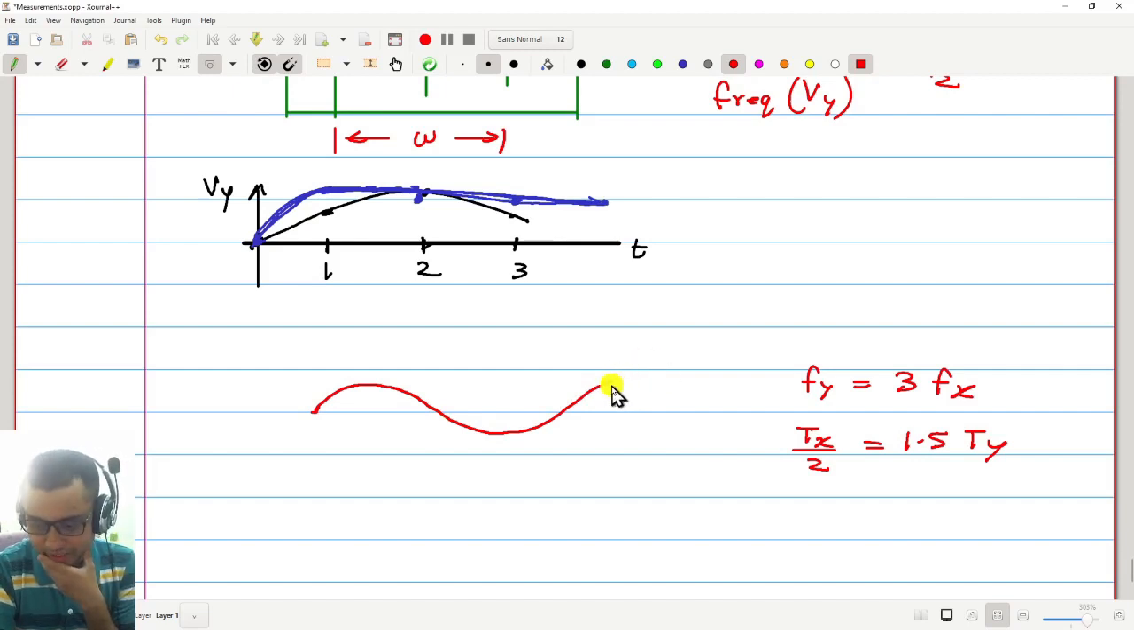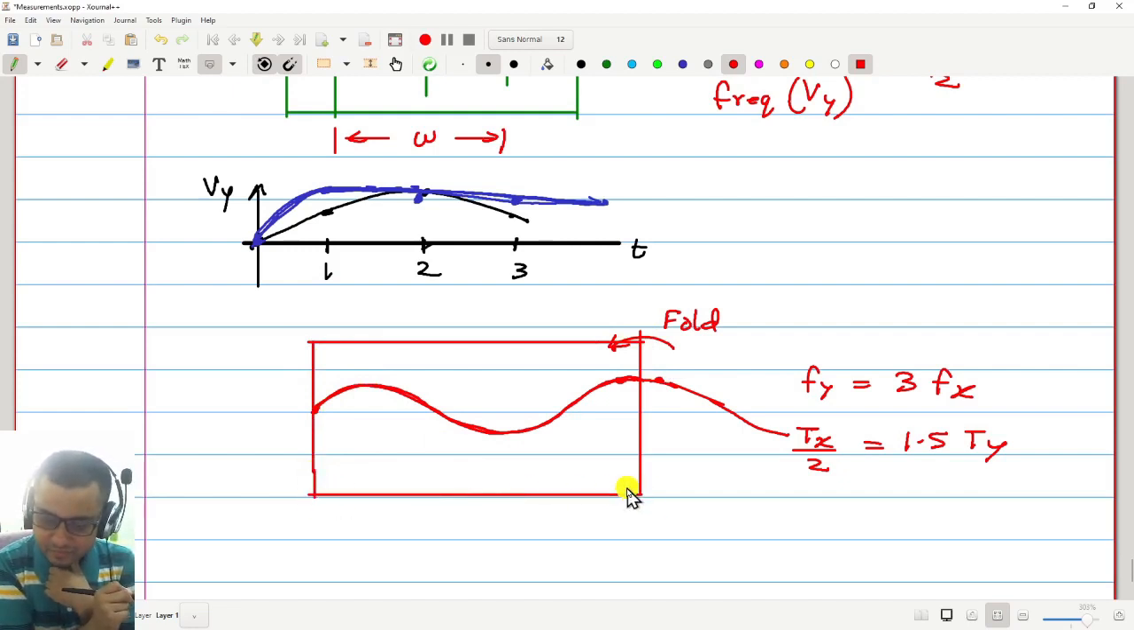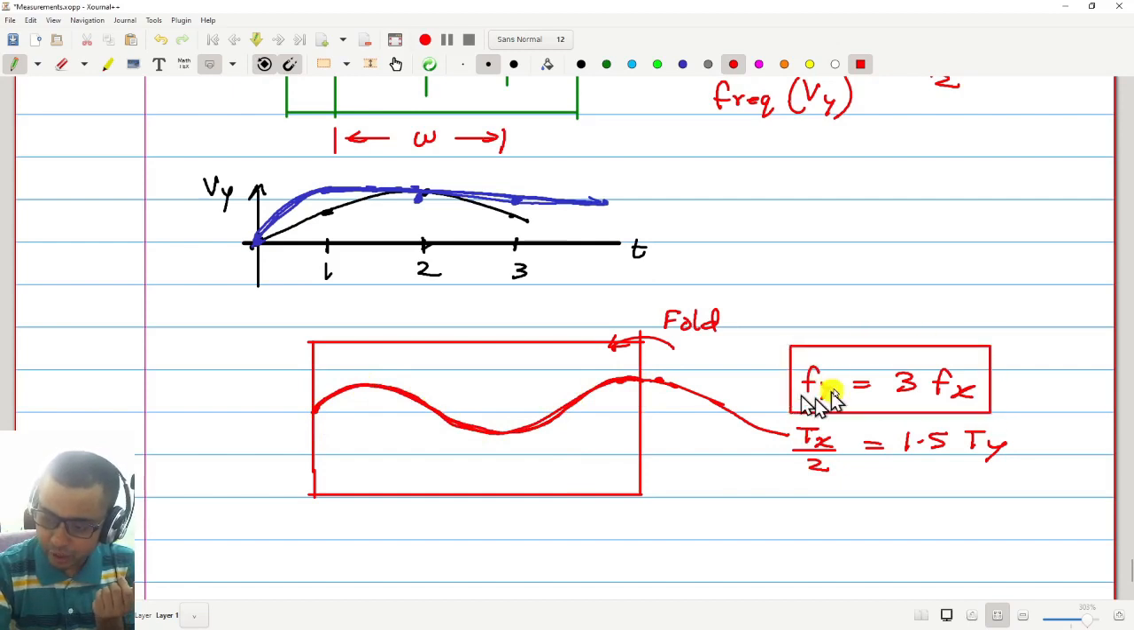Okay, let me do it this way. First let me draw this, and then from here you fold it back. So this point comes here and you fold it back. I think it will superimpose on top and come back here. So this will be the display. Please check whether I am correct.